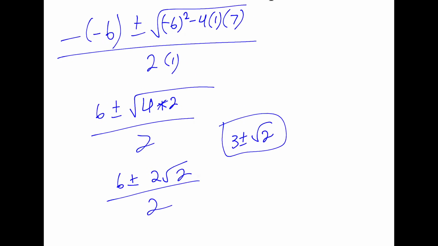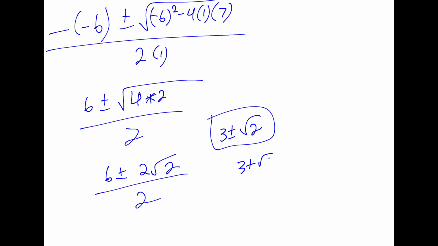Now they want to know the sum of the solutions. So 3 plus root 2 and 3 minus root 2. If I add these together, the root 2's go away, and my answer is 6.